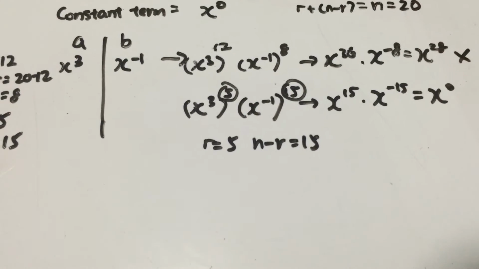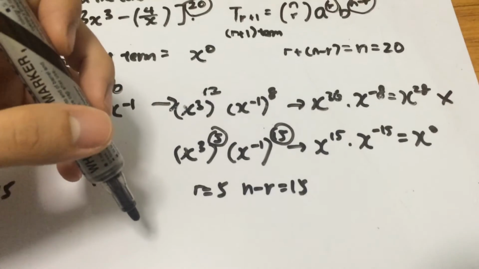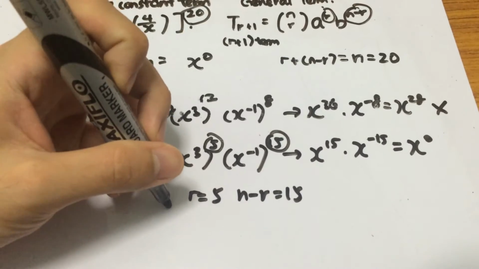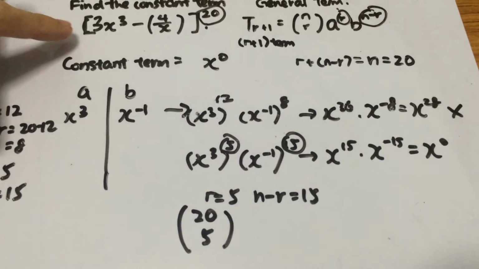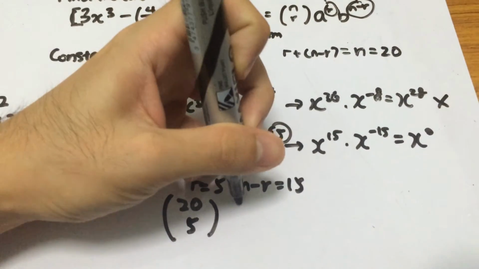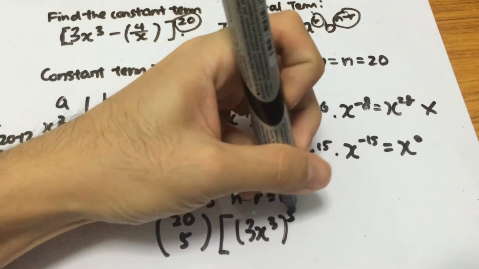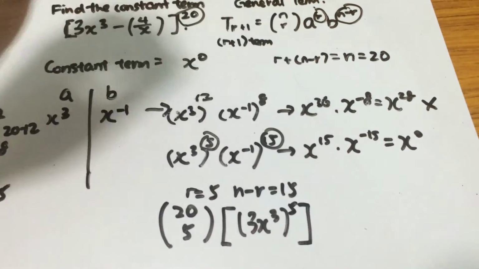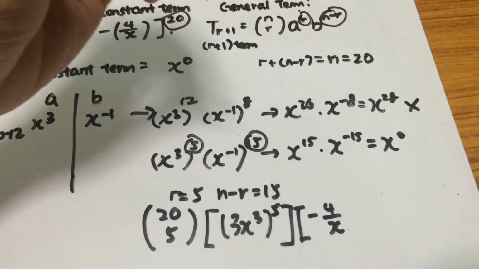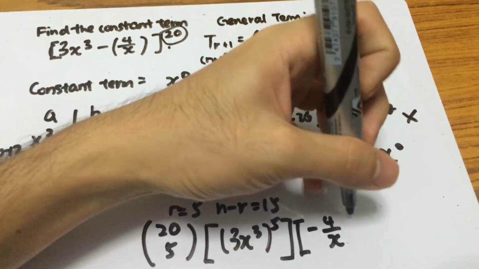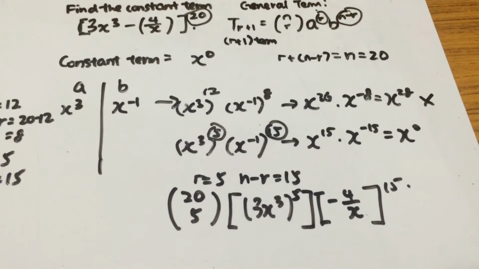So how do you find a constant term? Basically, sub in everything. We know that the general term is n choose r. So in this case, my n is 20, my r is 5. A itself in this case is 3x cubed, so that is 3x cubed to the power of r, which is 5. And my b itself is negative 4 over x, so negative 4 over x to the power of 15, and that will be your constant term itself, or the term independent of x.